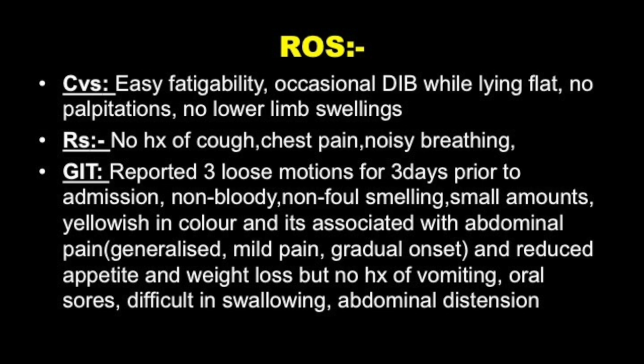Review of other systems. Cardiovascular system: he has a history of easy fatigability and occasional difficulty in breathing while lying flat, no palpitations, no lower limb swellings. Respiratory system: no history of cough, chest pain, or noisy breathing. GIT: he reported 3 loose motions for 3 days prior to admission, non-bloody, non-foul smelling, small amounts, yellowish in color, associated with generalized, mild, gradual onset abdominal pain, reduced appetite and weight loss, but no history of vomiting, oral ulcers, difficulty in swallowing, or abdominal distension.